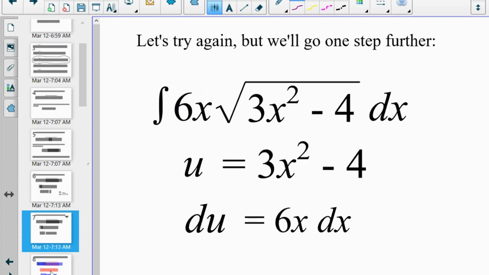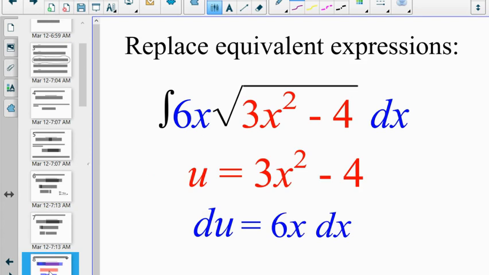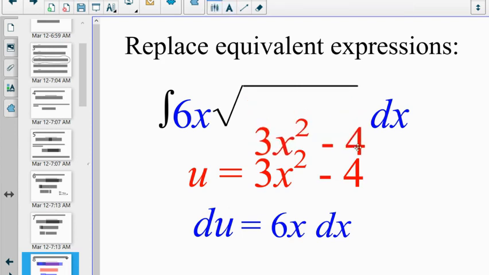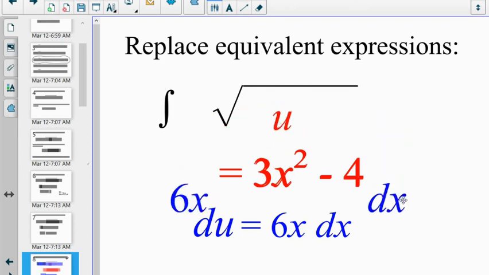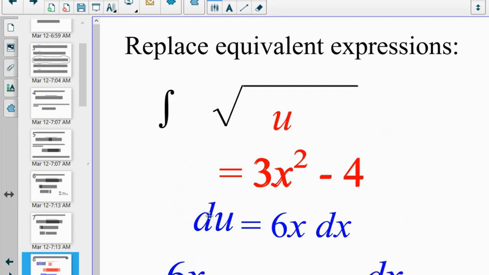Now, I'm going to do the substitution on this color-coded slide so you can easily see where I'm making my substitution. So again, choosing u to be the stuff that's inside the radical, u is 3x squared minus 4, means that du is 6x dx. That's going to be a really nice substitution. I can take that 3x squared minus 4 out of there and replace it with the u that it's equal to. I can take that 6x dx out of there and replace that with what it's equal to.